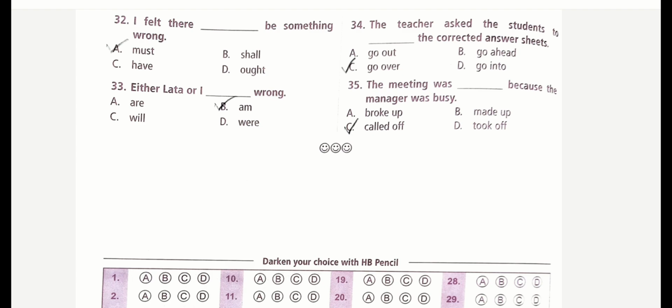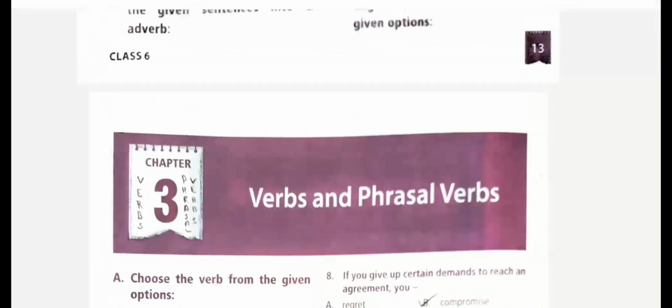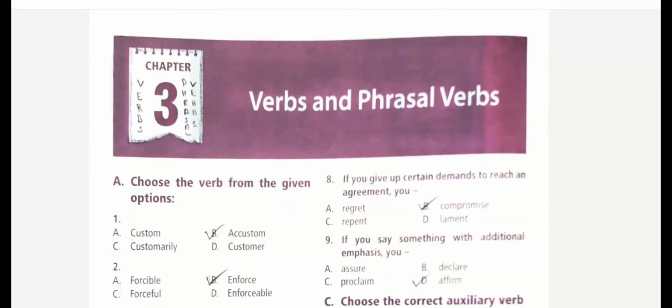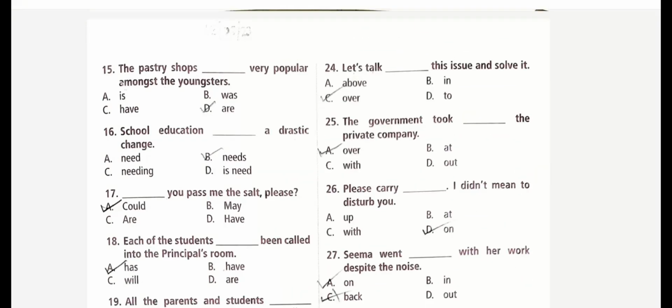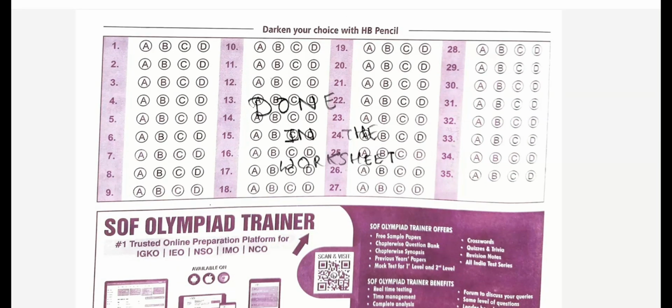So, children, I hope you have understood everything, all the questions and answers, why we have chosen that answer, and why I have not chosen the other answers. So verbs and phrasal verbs are completed from this book. Here you can see this is an OMR sheet we will get in the Olympiad exam. So you have to mark the answers here.